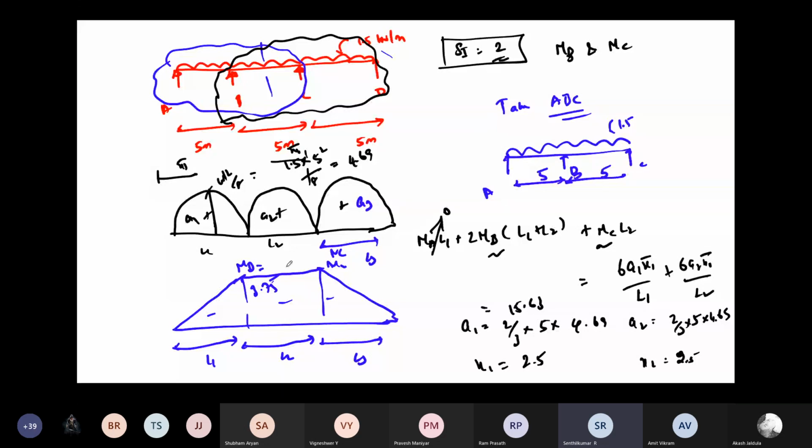So whatever the unknowns are, the three moment theorem will be used for only three supports at a time. That can be anything. You should put that in your mind and you have to calculate. This is the way we have to do it.